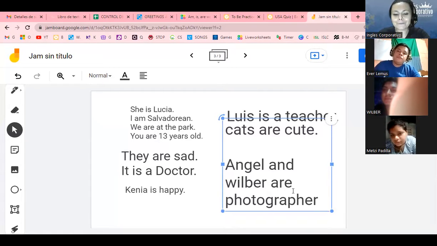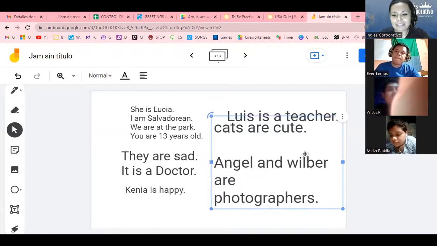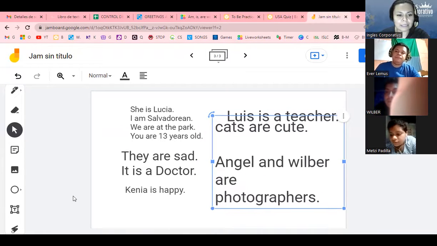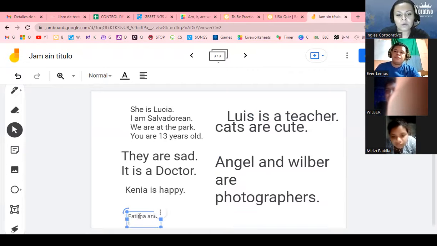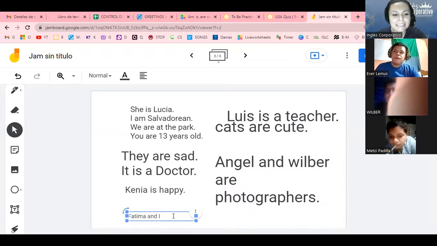Thank you, photographers. Okay, and now, y si tengo, por ejemplo, y es ya el último por acá, tengo, por ejemplo, vamos a decir, Fátima and I. ¿Cuál sería el verbo to be siguiente a lo, Fátima and I, everybody? Metzi, what do you think? ¿Por qué are? Nosotros, we are.